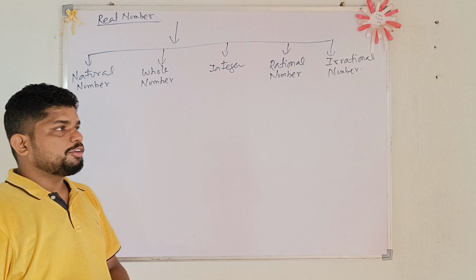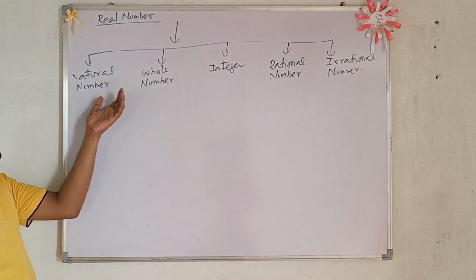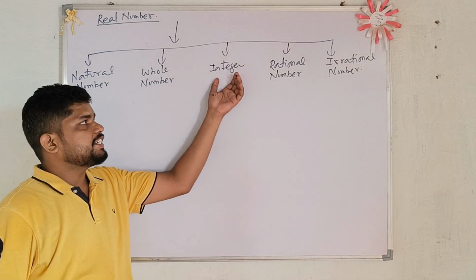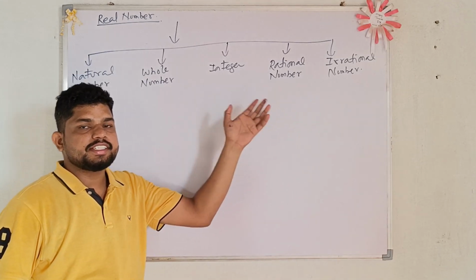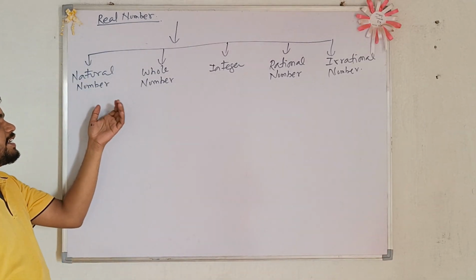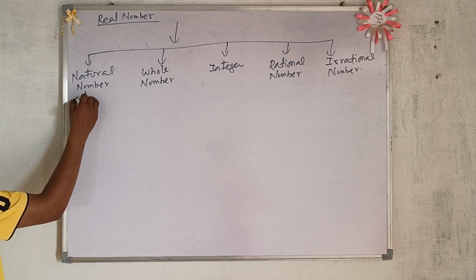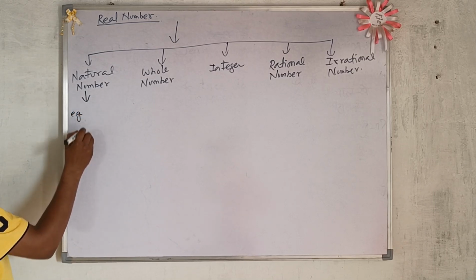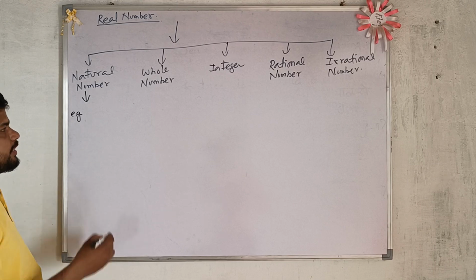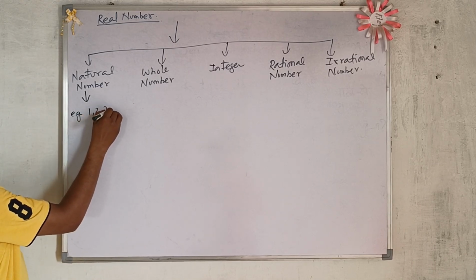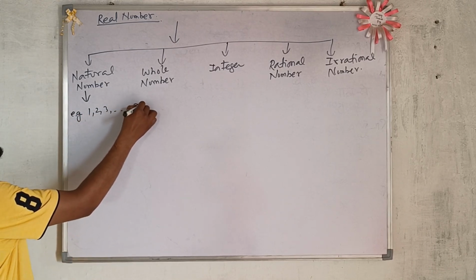Till class 9, we know what is a natural number, what is a whole number, what is an integer, rational, irrational number. These are the basic things we should know about the number system. So let's just start with the natural numbers. All the counting numbers are known as natural numbers. It starts from 1, 2, 3, and so on till infinity.